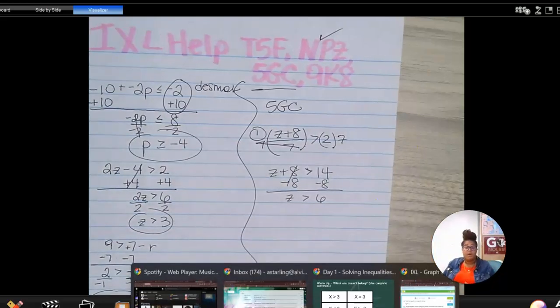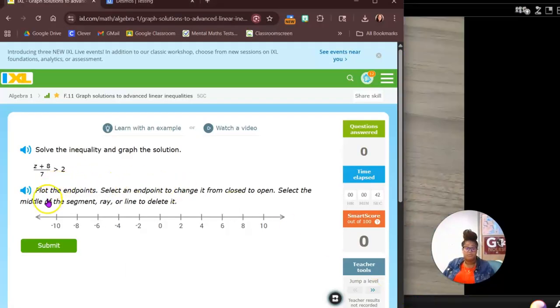So then I'm going to graph this on a number line. I need to plot my endpoint, select an endpoint to change it from open to closed. This one's going to be an open one because there's no equal sign. So I need to go to 6, and it's going to be greater than 6. So go all the way to the arrow, and then come back to your circle and click it to leave it open, and then check it.